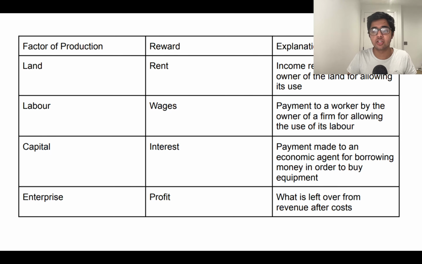Capital is interest. The interest is the payment made to an economic agent for borrowing money in order to buy the equipment. For example, if I take a £10,000 loan from the bank to buy some machinery, I'll have to pay a percentage of that loan as interest. And finally, enterprise is profit, what is left off from revenue after costs.